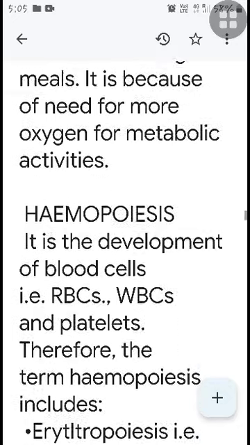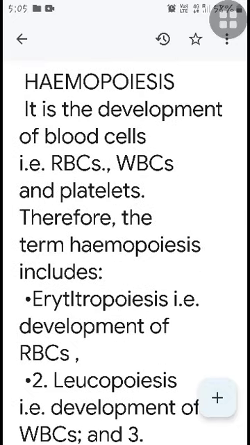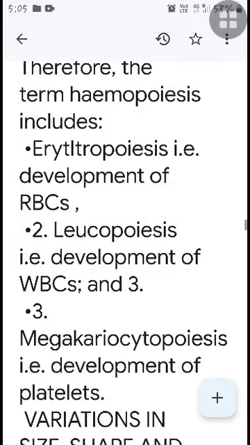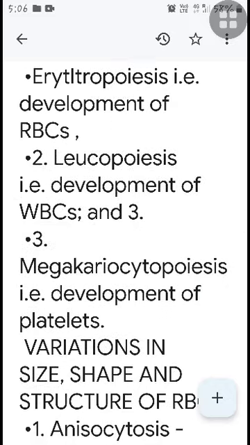Haemopoiesis. It is the development of blood cells, i.e. RBCs, WBCs and platelets. Therefore, the term hemopoiesis includes 1. Erythropoiesis, i.e. development of RBCs, 2. Leukopoiesis, i.e. development of WBCs, and 3. Megakaryocytopoiesis, i.e. development of platelets.